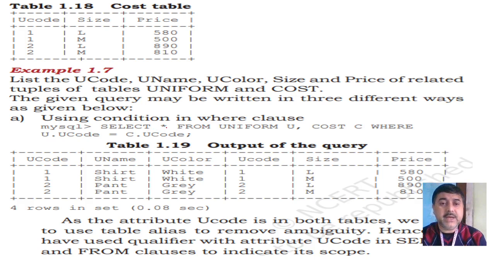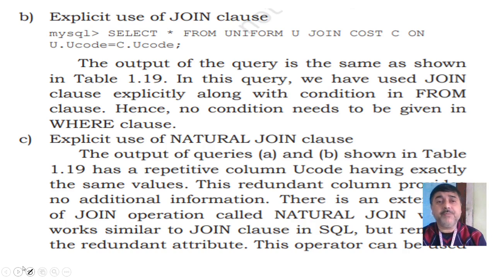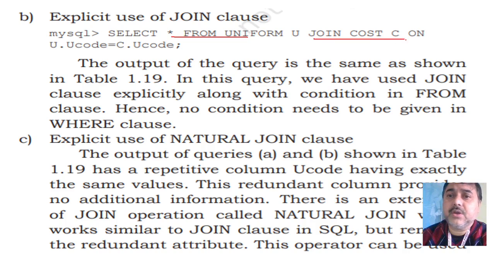You can see: SELECT * FROM uniform u, cost c WHERE u.ucode = c.ucode. So we use the u code to make the join, and that is implemented in this way. Then we can also write SELECT * FROM uniform u JOIN cost c ON u.ucode = c.ucode. Okay, so this is the way we do the joining.